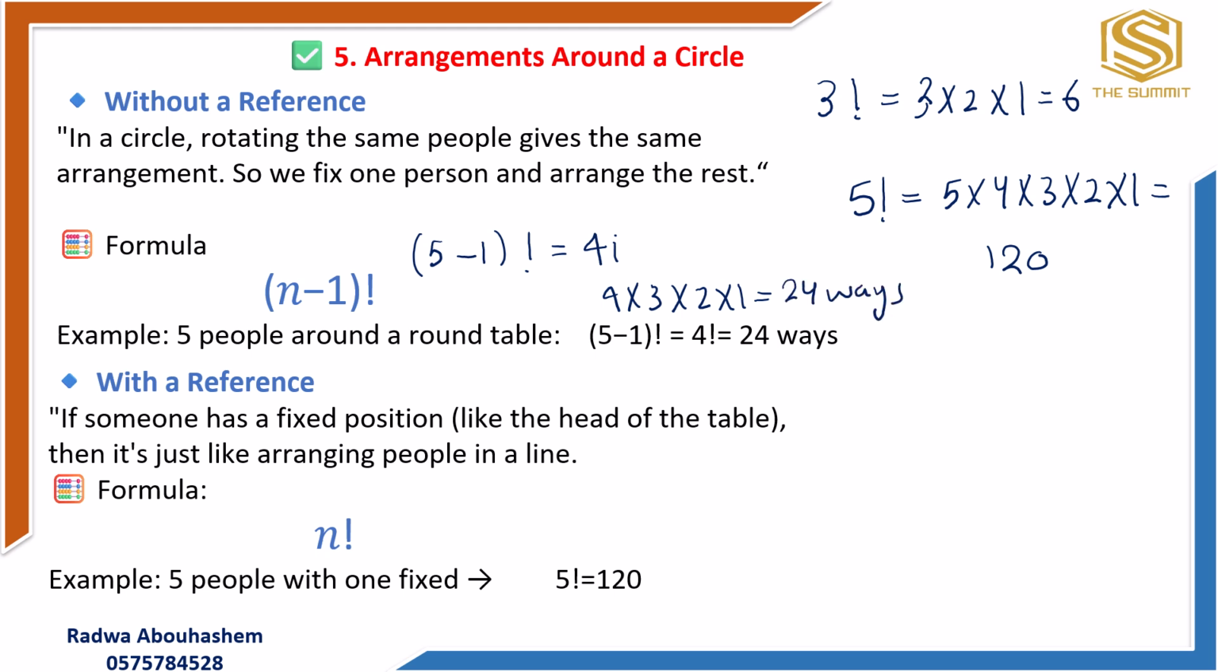Now, if we have a reference, so if someone has a fixed position, like the head of the table, like your father sitting at the head of the table, then it's not like arranging people around a circle, it's just like arranging people in a line. So I'm just going to say n factorial. So I'm going to say 5 factorial. So it would be 5 times 4 times 3 times 2 times 1, equal to 120 ways. So again, for arrangement around a circle, you have a reference or without a reference. Without a reference, it's n minus 1 factorial. With a reference, it's just n factorial.